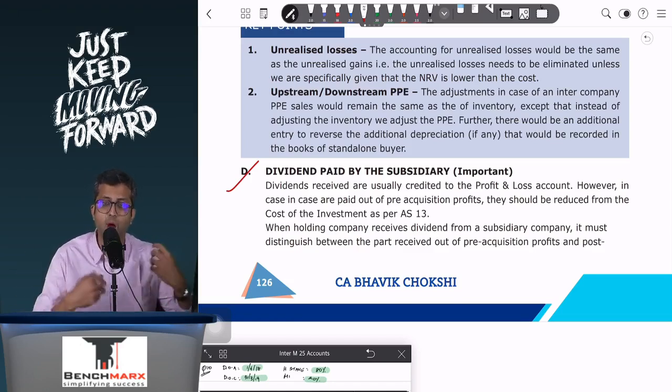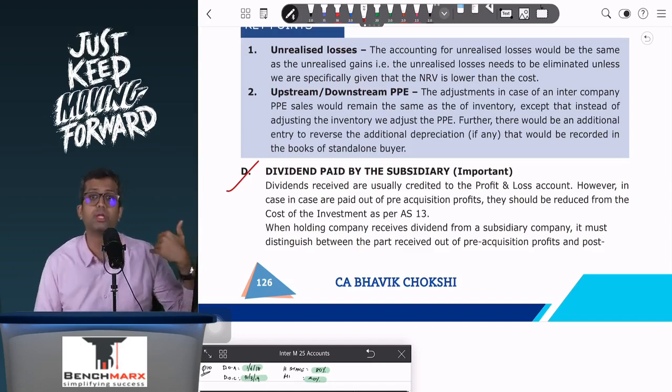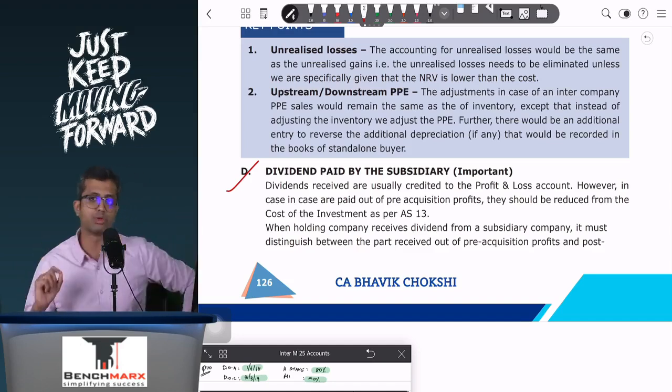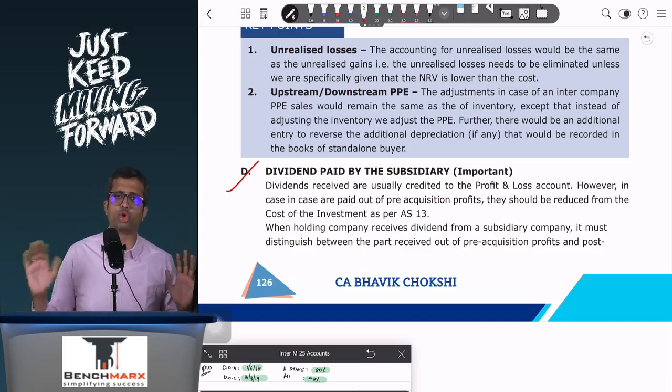and if they are pre-acquisition dividends, that is paid out of profits earned prior to the date of acquisition, then as per AS 13, pre-acquisition dividend should be, you guys tell me, should be reduced from the cost of the investment. However, if it is post-acquisition dividend, that is dividends from profits after the date of acquisition, then the dividend should go to the P&L account.